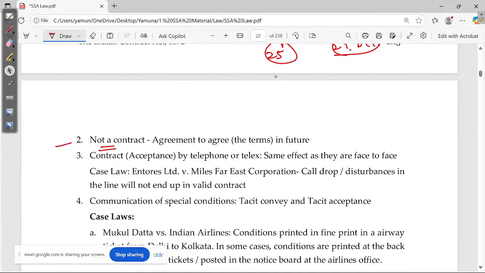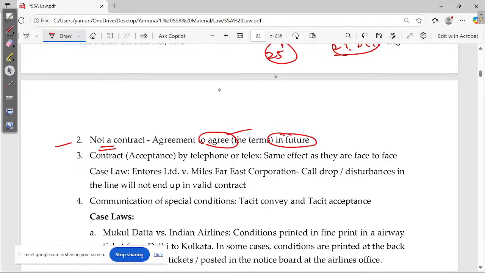Second, not a contract. In case you agree to sell your property in the future, at that time, what is the rate? What is the property? What is the market rate? You cannot say it's a contract. See, when we say a contract, certainty should be there. If you are not fixing the terms today, you cannot say it's a contract.